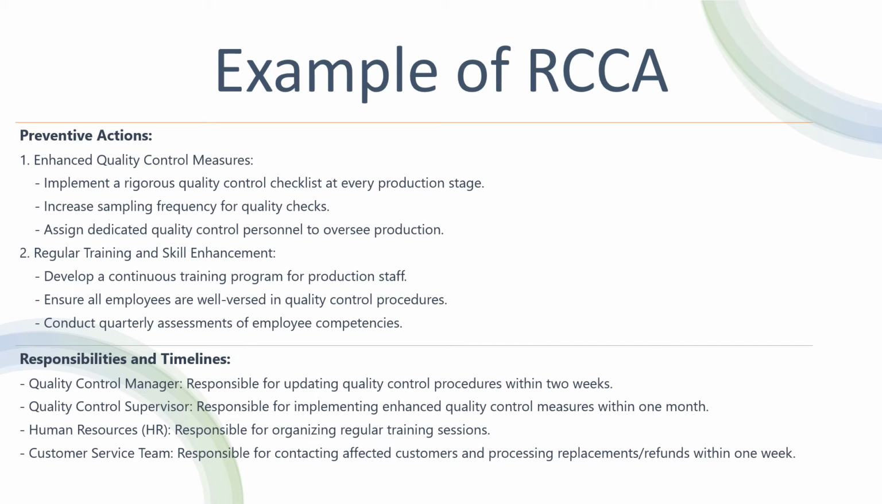Next, we have the preventive actions, which could be enhanced quality control measures and performing regular training and skill enhancement, and can be implemented as follows. For the quality control measures, implement a rigorous quality control checklist at every production stage, increase sampling frequency for quality checks, and assign dedicated quality control personnel to oversee production.